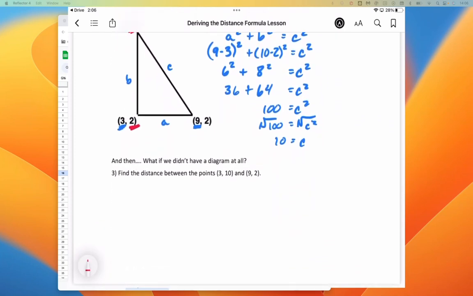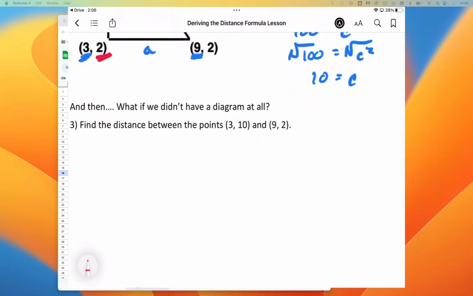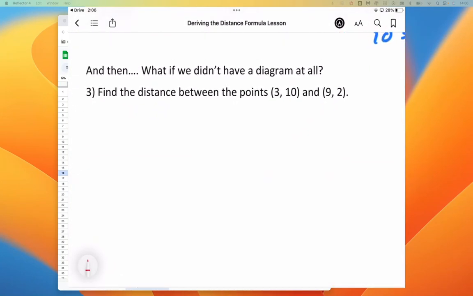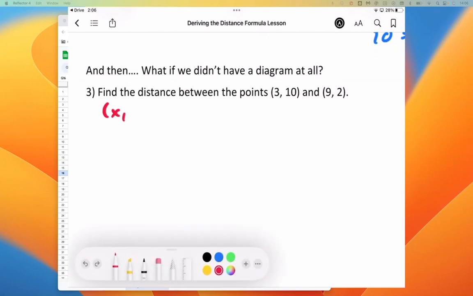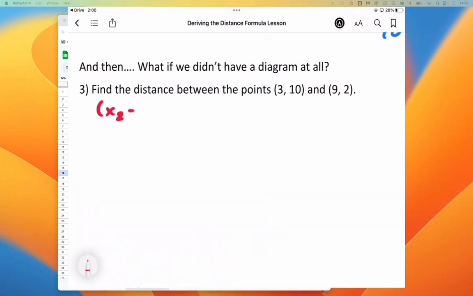But what if we didn't have a diagram at all? And all we were given was find the distance between those 2 points. This is where the distance formula really shines and is better than the Pythagorean theorem for figuring things like this out. And so at this point, I'm just going to throw the distance formula on here. The distance formula says x2 minus x1 squared plus y2 minus y1 squared is equal to d squared.